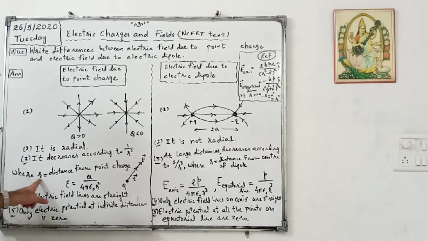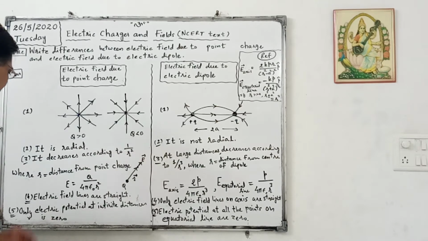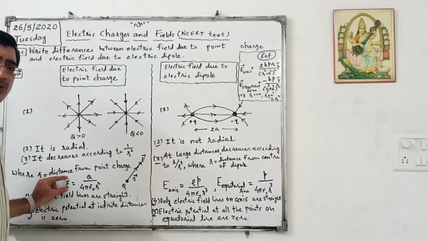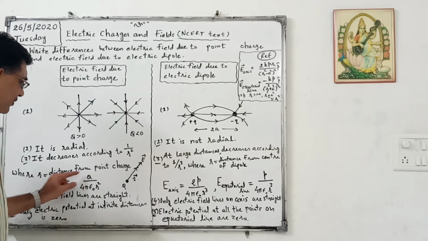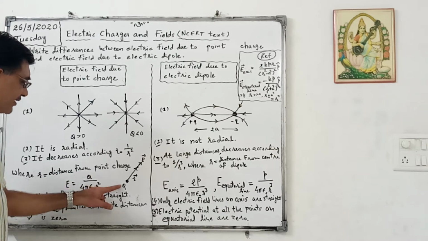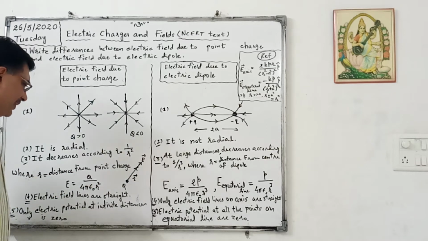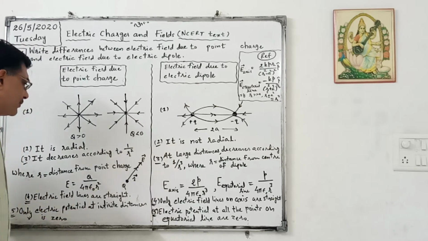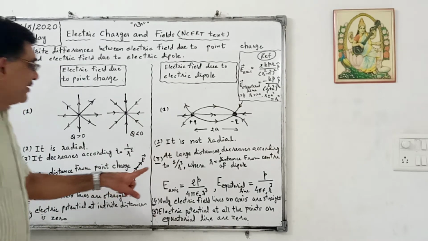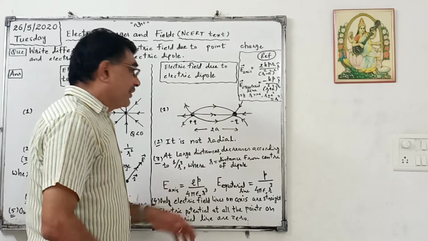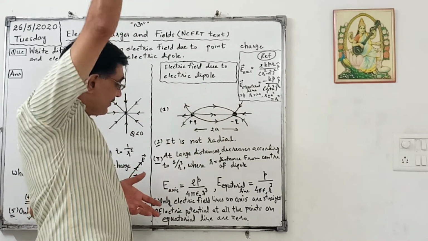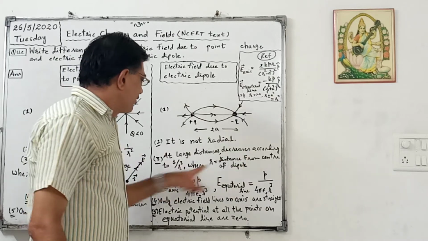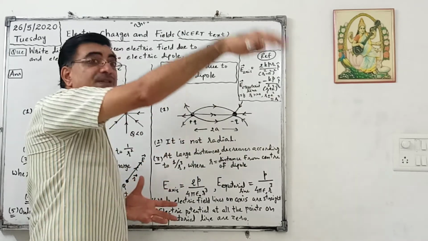Where r is the distance from point charge. See, this was the equation of magnitude for electric field due to a point charge: q upon 4 pi epsilon naught r square. We can draw a figure like this. So electric field decreases according to 1 upon r square. But in case of electric dipole, only at large distances, it decreases according to 1 upon r cube. Decreases according to 1 upon r cube only at large distances.